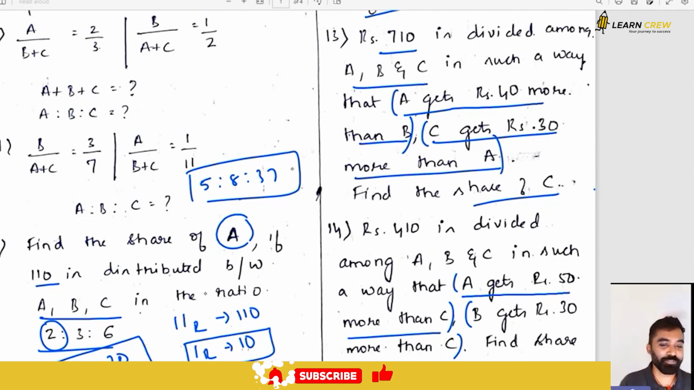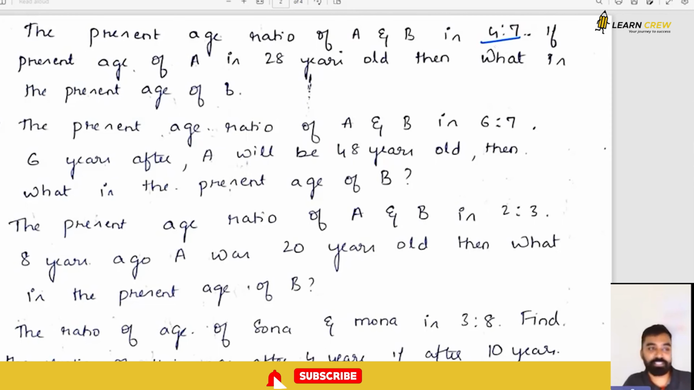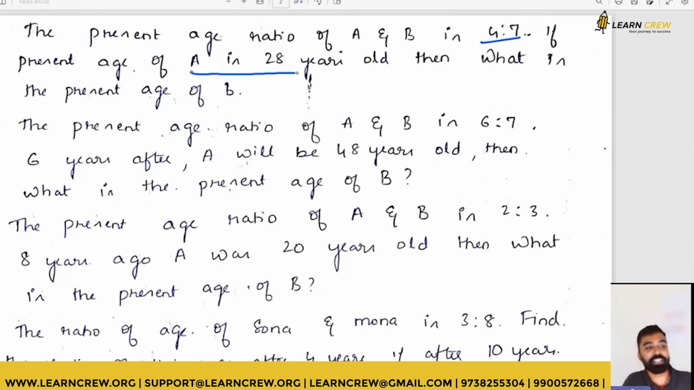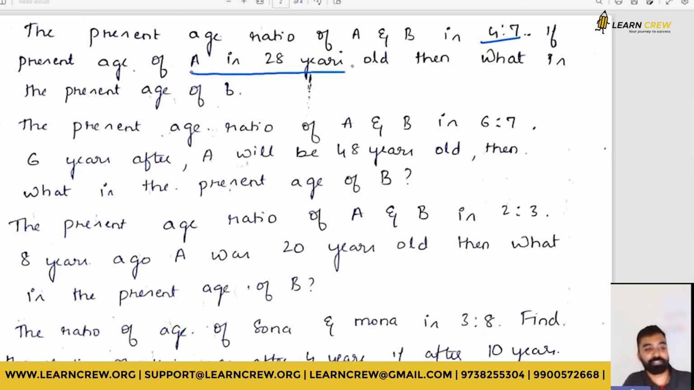Okay. Now, with this basic understanding, let us start going into the problems. Then we'll start understanding the different types. The first question: the present age ratio of A and B is 4:7. If the present age of A is 28 years, then what is the present age of B?